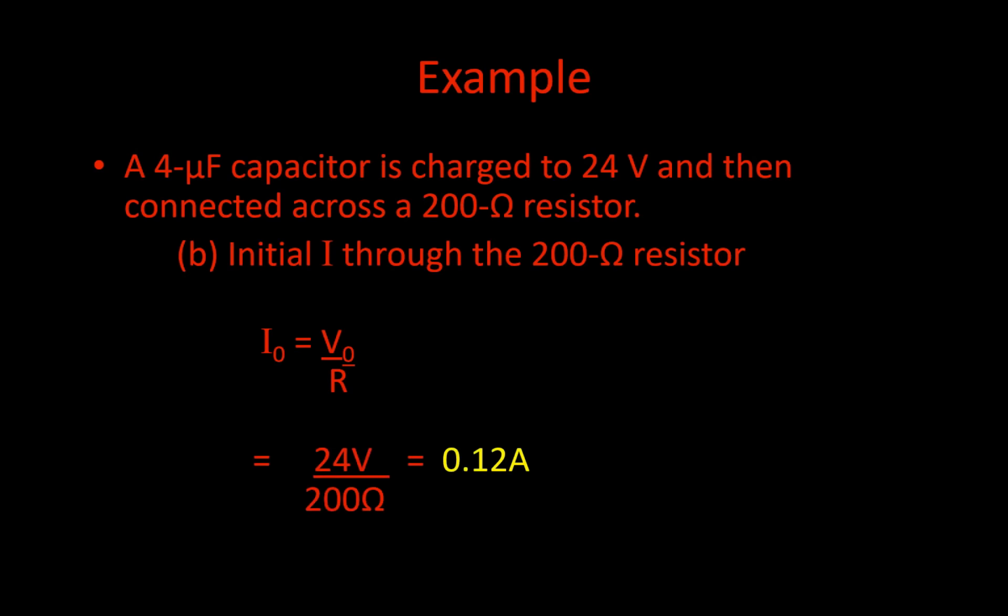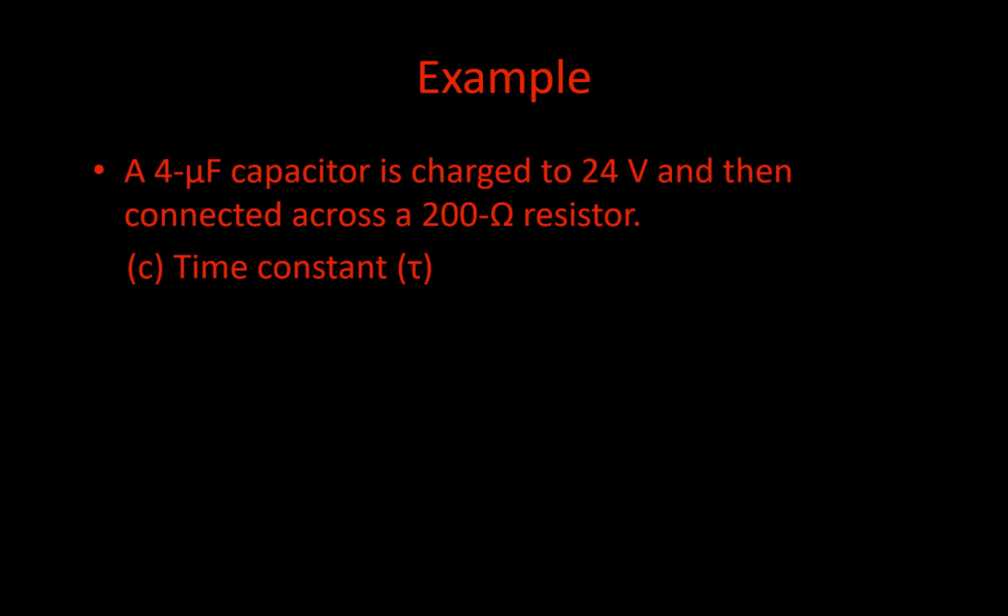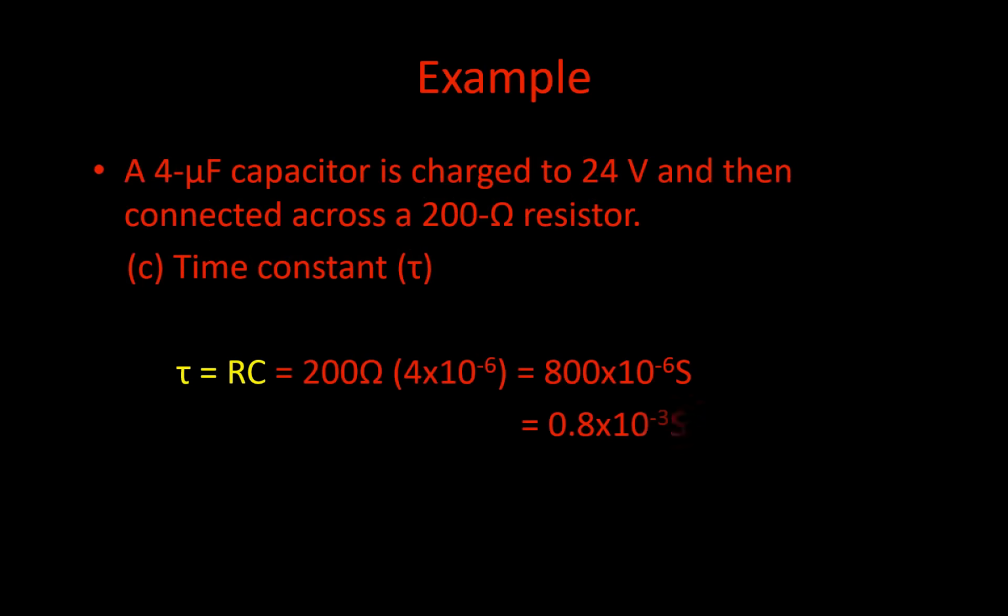Yet there's more. Part C wanted to know what is the time constant. Well, again, same situation, but the time constant is given by tau, which is R times C. You've got your 200 ohms, you've got your 4 times 10 to the minus 6 farads. That will give you 800 times 10 to the minus 6 seconds. That can also be re-expressed as 0.8 times 10 to the minus 3 seconds or 0.8 milliseconds. So, remember, this is milli and micro that we're dealing with. Make sure you've got your prefixes correct.